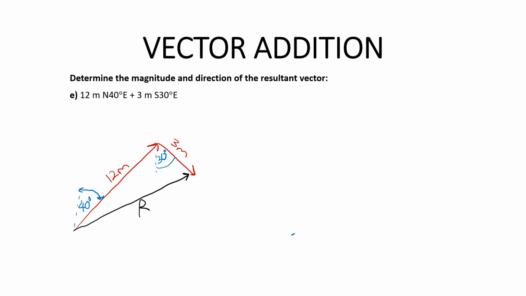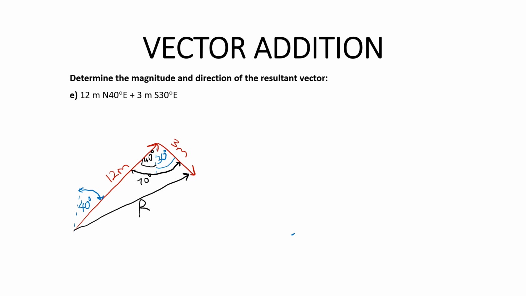So in this case, do we have a right angle triangle? Let's find out. If this angle is 40 degrees, then this angle here is also 40 degrees. And 40 plus 30 degrees is equal to 70 degrees. So this total angle is not 90 degrees, it is equal to 70 degrees. So in this case, we don't have a right angle triangle. Okay, so we need to use the cosine rule in order to find the value of the resultant.